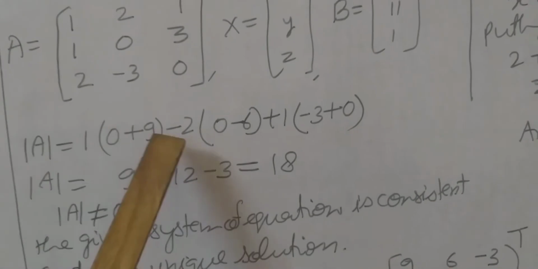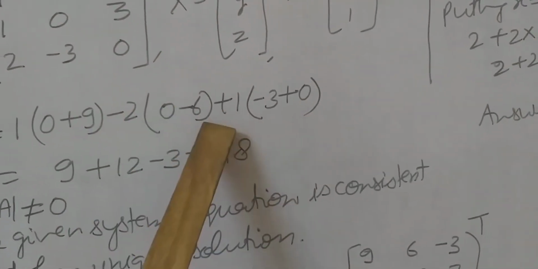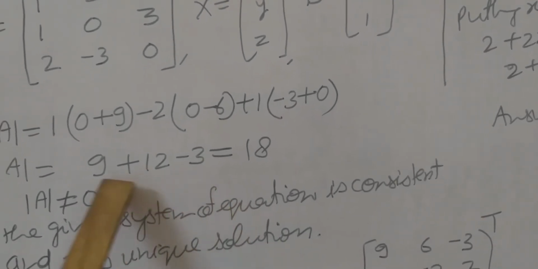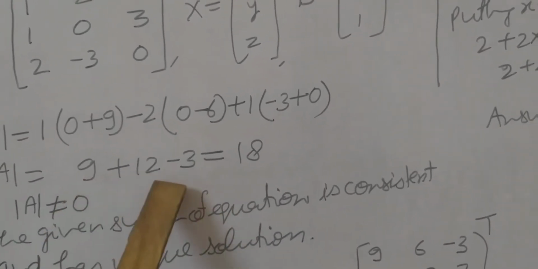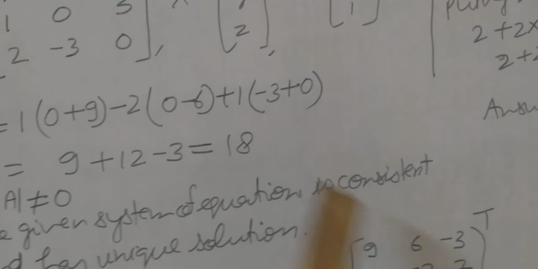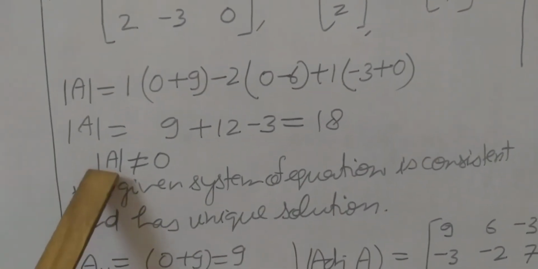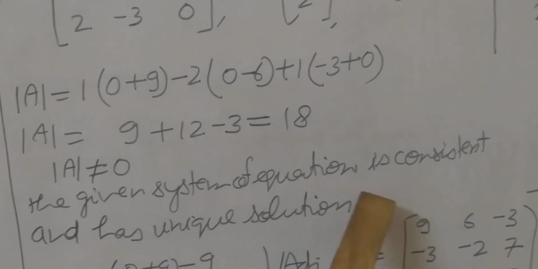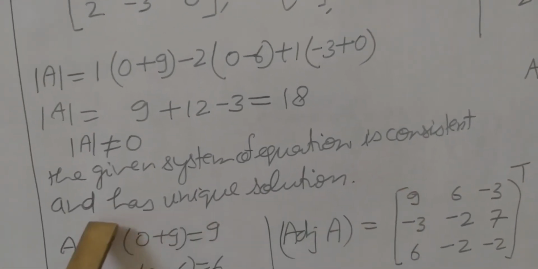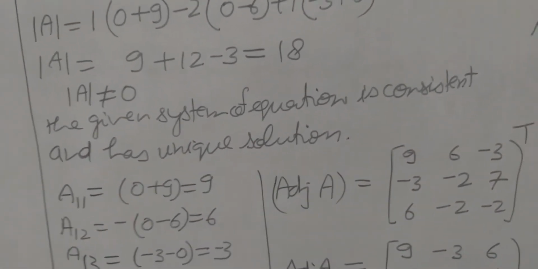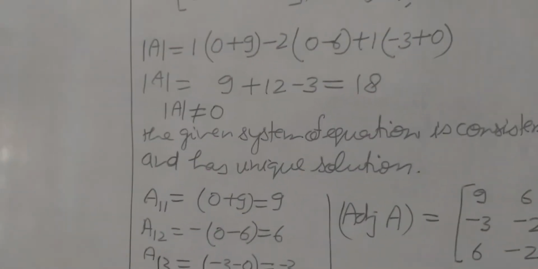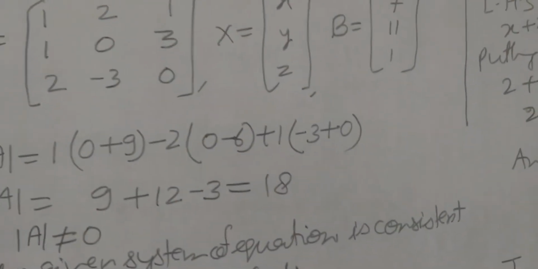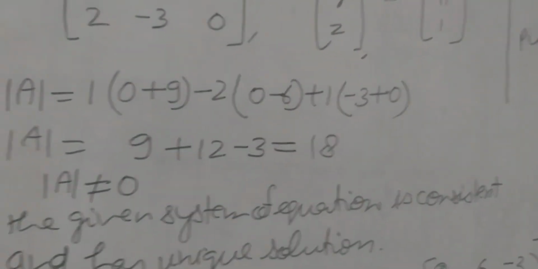So 1 into 9, 9 minus 2 minus 6 plus 12 minus 3, student. So 9 and 12, 21 minus 3, 18. So determinant of A is not equal to 0. It means the given system of equations is consistent and has a unique solution. Okay, students. Now in the same way we have to find out the cofactors, student.